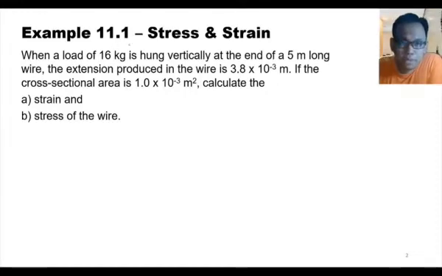Example 11.1, stress and strain. When a load of 16 kg, this M, is hung vertically at the end of a 5 meter long wire, this is our original length. The extension produced in the wire is this. What is this? It is delta L, or the symbol is e, elongation.